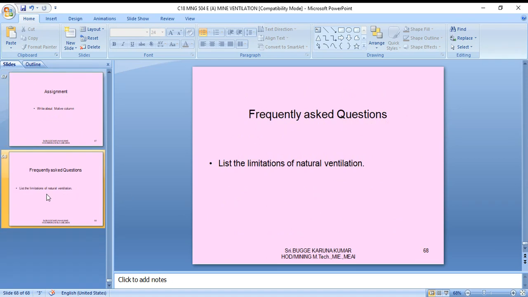Write the limitations of natural ventilation as another question. The motive column is another question. Write these two questions for the assignment purpose.